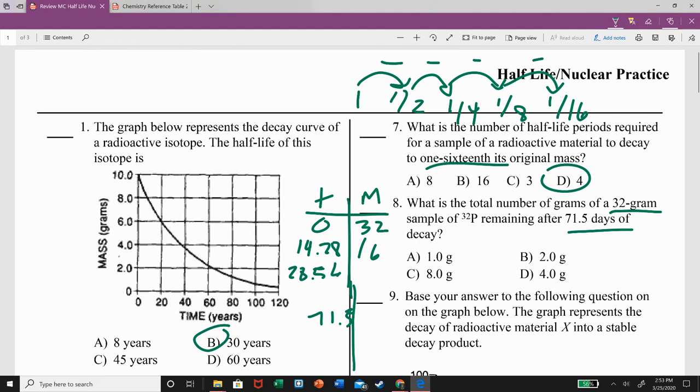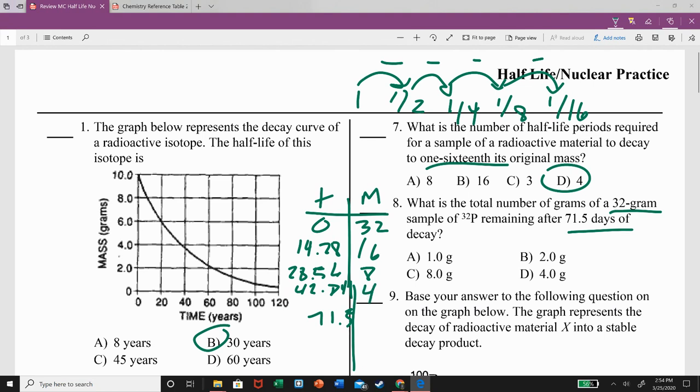So now that 16 gets divided by 2, that's an 8. Now I'm at 28.56, which is not my 71.5 days. So I really need to add another half-life of 14.28, right? Because another 14.28 days goes by. Let me erase this. All right, so now I'm at 42.84. And that 8 becomes a 4.